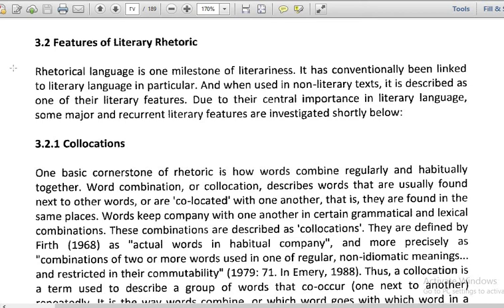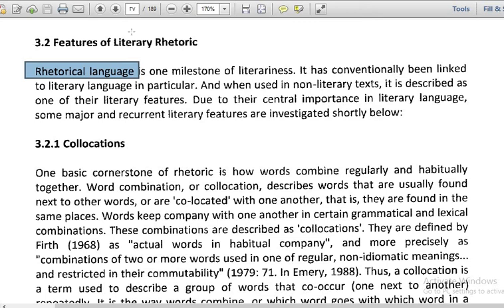Rhetorical language is one milestone of literariness. It has conventionally been linked to literary language in particular, and when used in non-literary texts it's described as one of their literary features. Due to their central importance in literary language, some major and recurrent literary features are investigated shortly below.